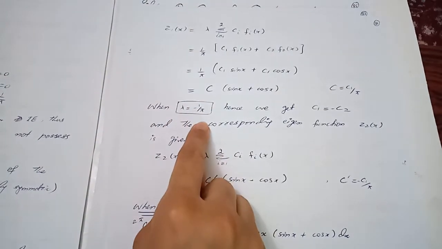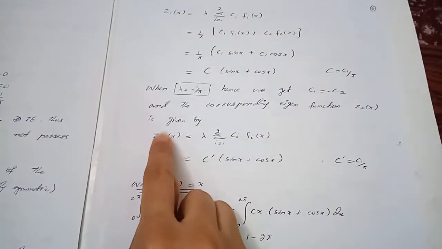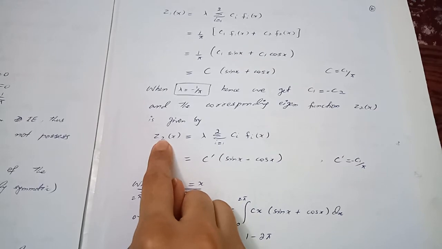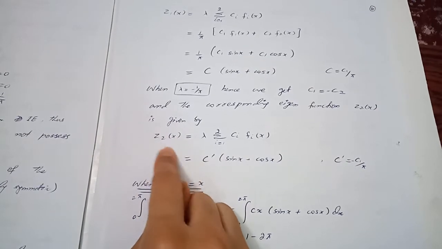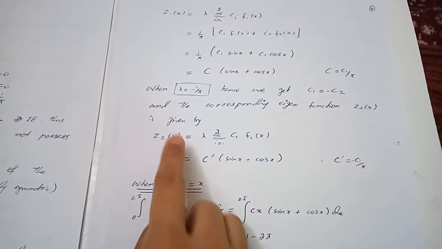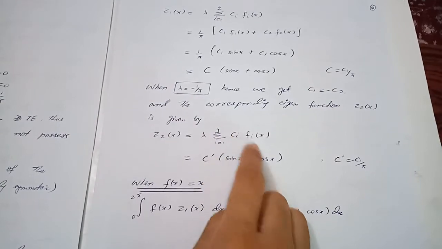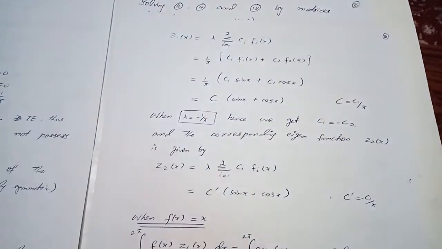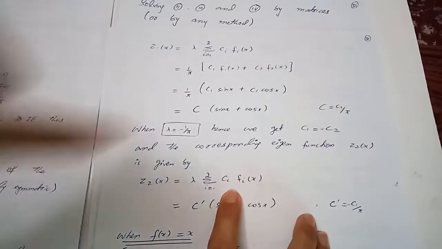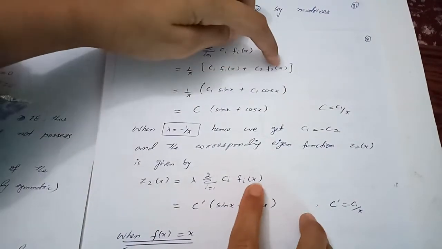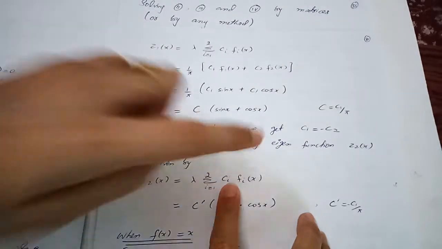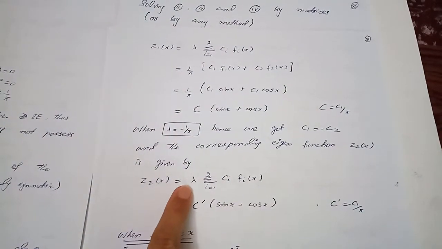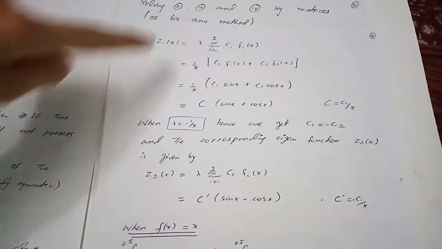When lambda is minus 1 over pi, take your next eigenfunction as Z2. I'm just giving it my own name, Z2. Lambda summation i equals 1 to 2 Ci Fi of x, same as this one. So take it as C1 F1 plus C2 F2, plug in the values of F1, F2 and lambda, and we'll get this eigenfunction. The same way we did right now.